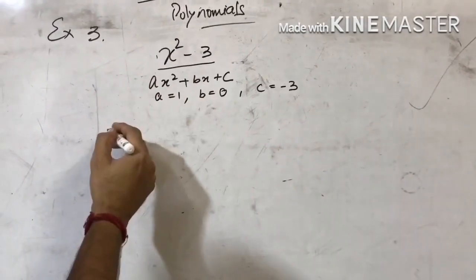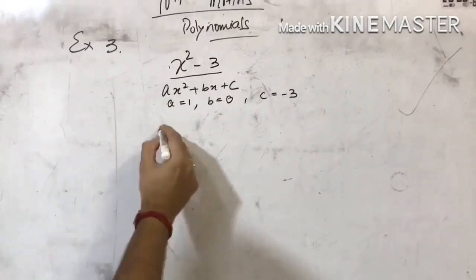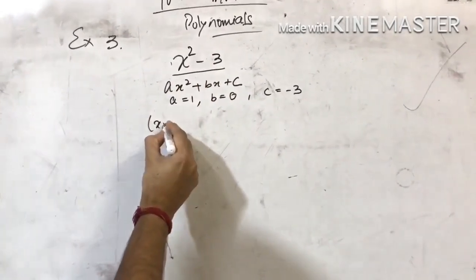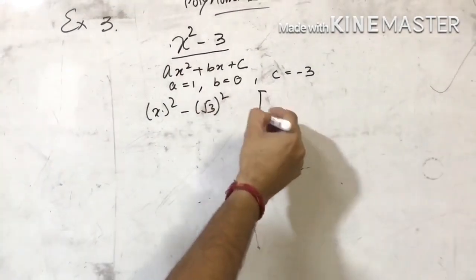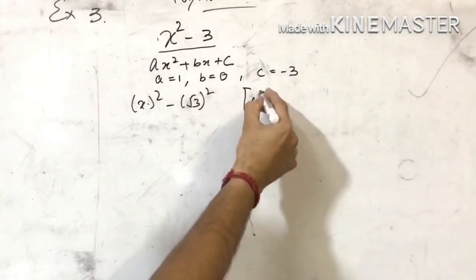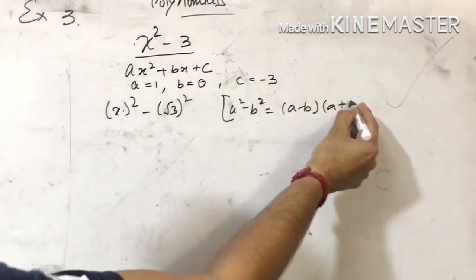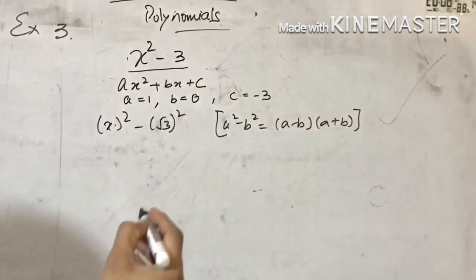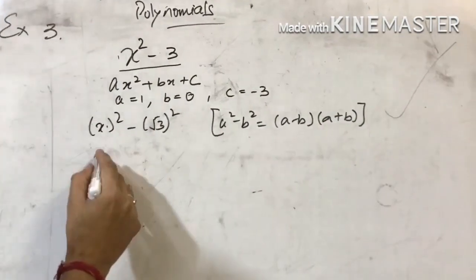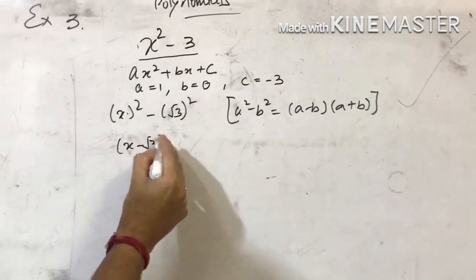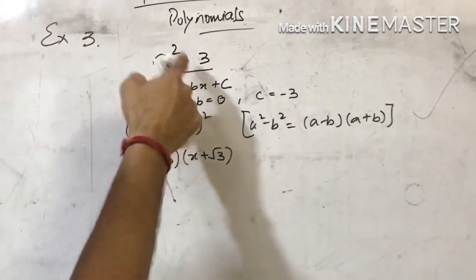So now you have got the three values of a, b, c by comparing. As far as this question is concerned, you have to factor it. You know that x square minus 3 can be written as x square minus √3 square. It is very much like a square minus b square, and you know this formula, a minus b into a plus b. So by this formula you can write it as x minus √3 into x plus √3. These are the factors of this equation.